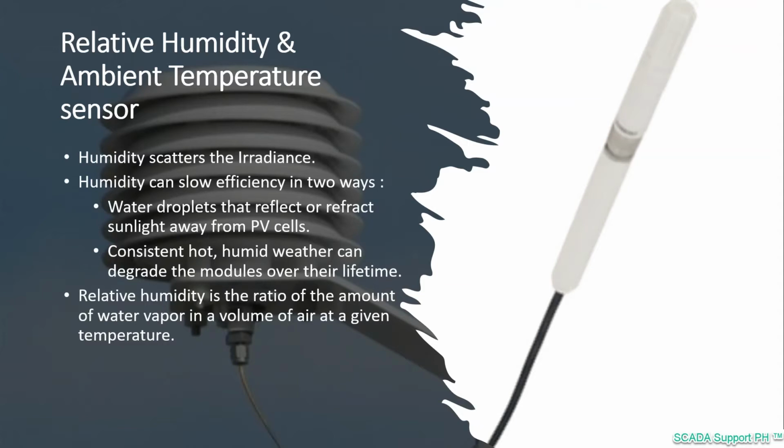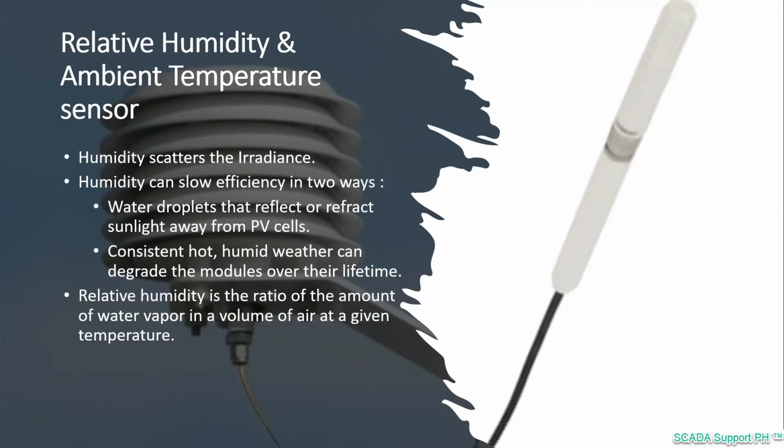Humidity can slow efficiency in two ways. First is with those tiny water droplets, like beads of sweat, that reflect or refract sunlight away from solar cells. This reduces the amount of sunlight hitting them and producing electricity. Second, consistent hot or humid weather can degrade the solar panels themselves.